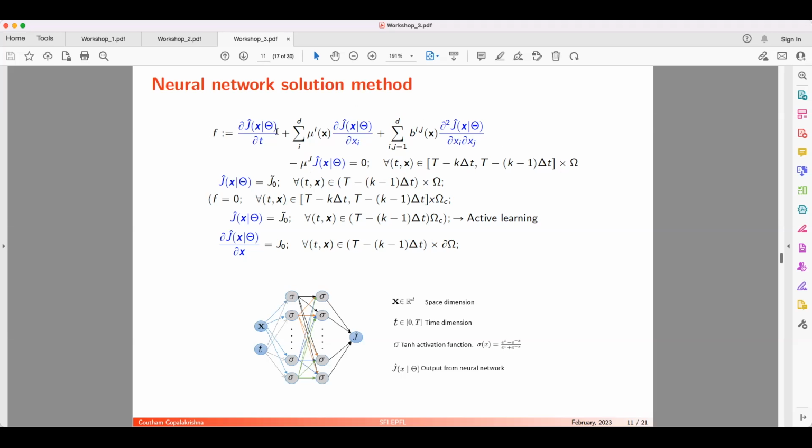This is the familiar equation that you know. It's just a partial differential equation, where J hat is a neural network with parameters theta. Right? It has to be satisfied in the time space domain. You also have the initial condition here that should only be satisfied in the time boundary. Okay? If you notice here, it's only at t minus k minus 1 delta t. It's not throughout the time domain. It's only at the boundary. And that's why it's a boundary condition.